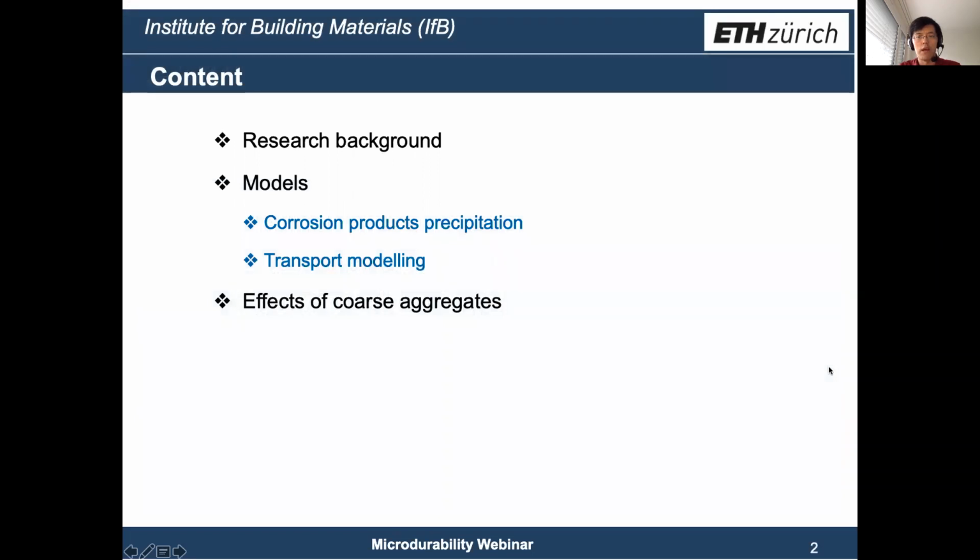Here is a brief outline of this presentation. First, I will talk a bit about the research background, then the models that I used for simulations. Last, I will show some results about the effect of coarse aggregates.